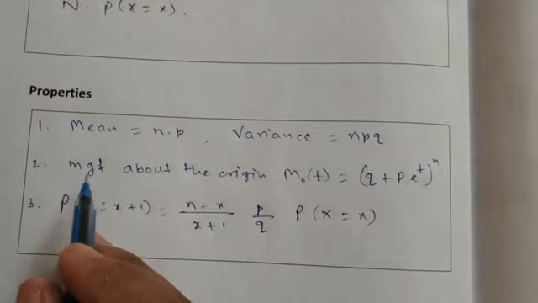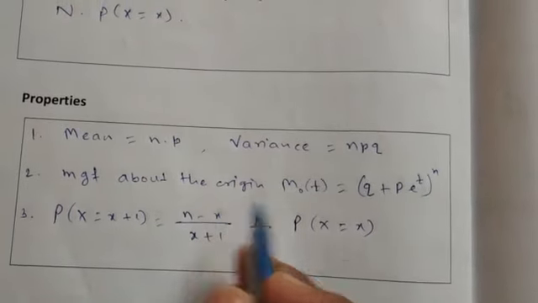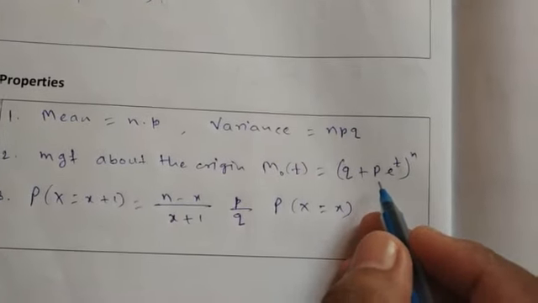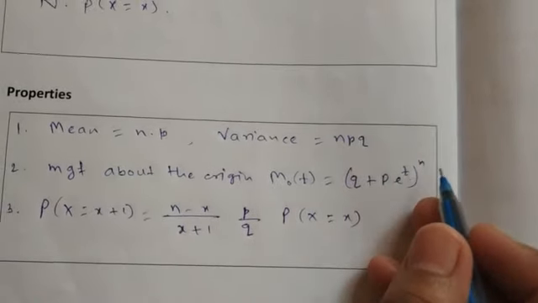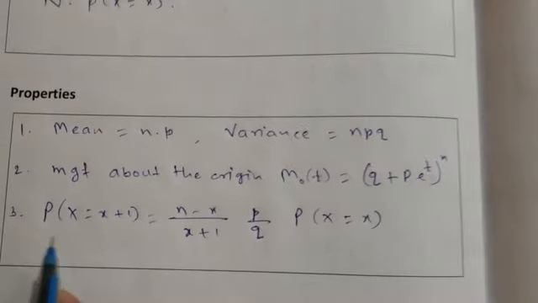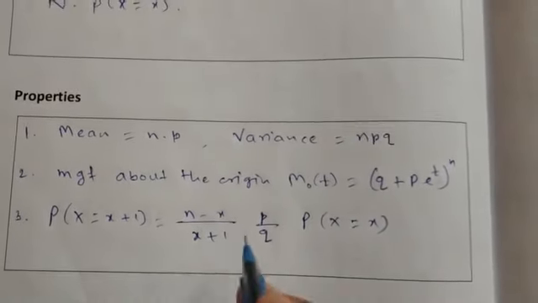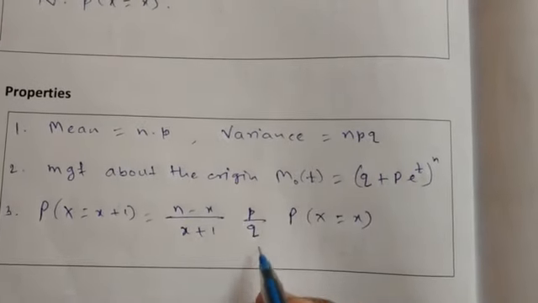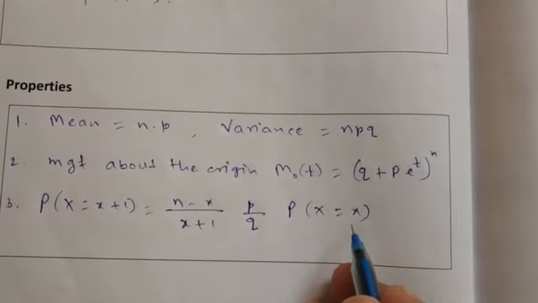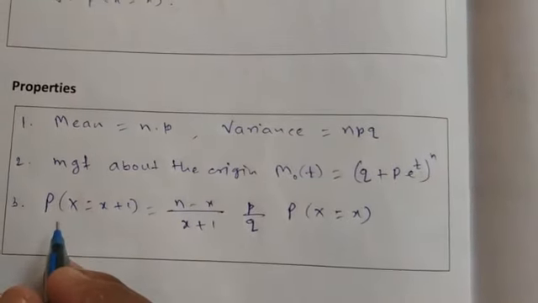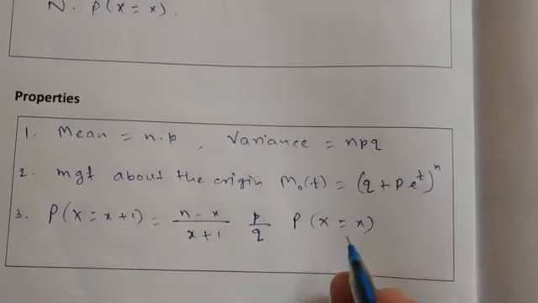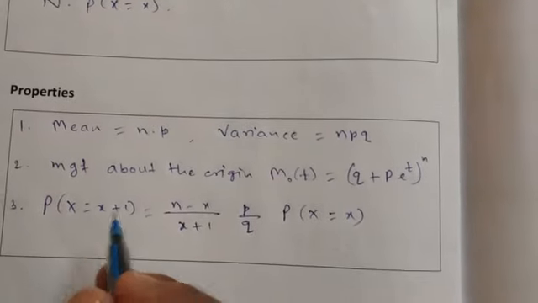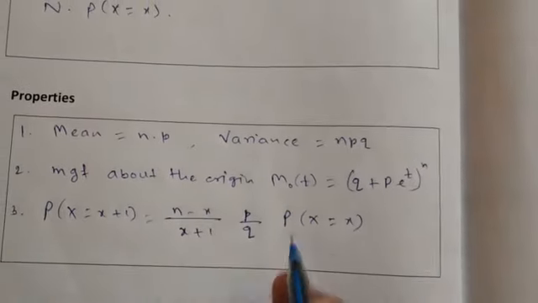Second property, the MGF about the origin, M naught of t, equals Q plus P into e raised to t, whole raised to n. And the third property is probability at X equal to x plus 1 equals n minus x divided by x plus 1 into P by Q into probability at X equal to x. So the third property is called the recursion formula. It means if our target is to find the probability of 2, 3, 4 and so on, if you know the probability at 1, you can use this formula.